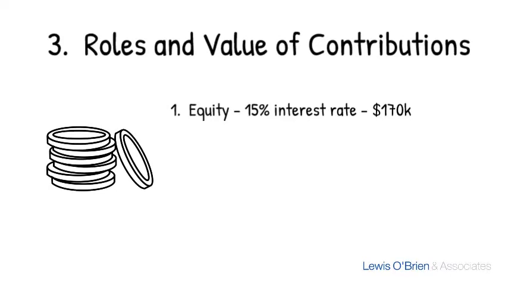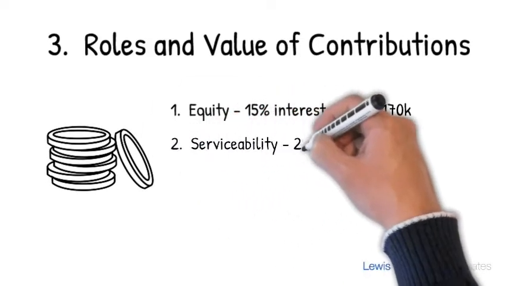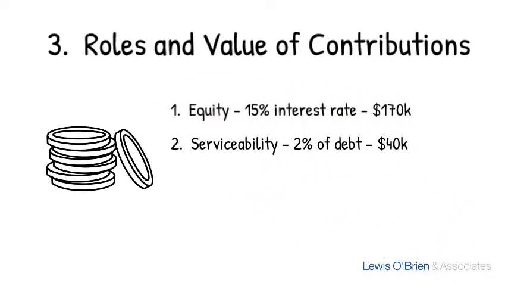Valuing the contribution of the person providing the serviceability is always a little tricky. On one hand, they're not actually providing anything concrete, but they are signing personal guarantees and they are facilitating the raising of the mortgage debt. I start with an estimate of about 2% effectively as a guarantee fee. In this case, assuming $1.25 million worth of debt and an 18-month project period, you might come to a $40,000 figure as being an appropriate value for the contribution.